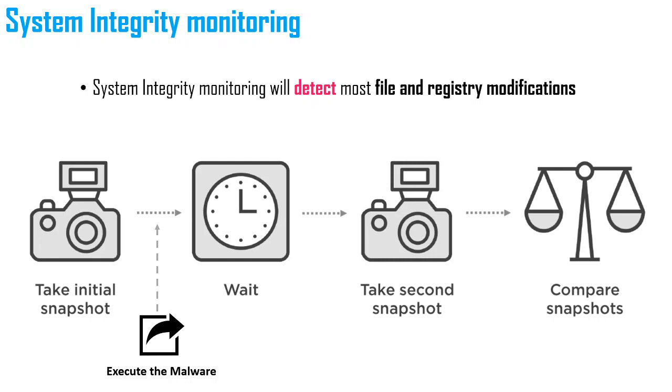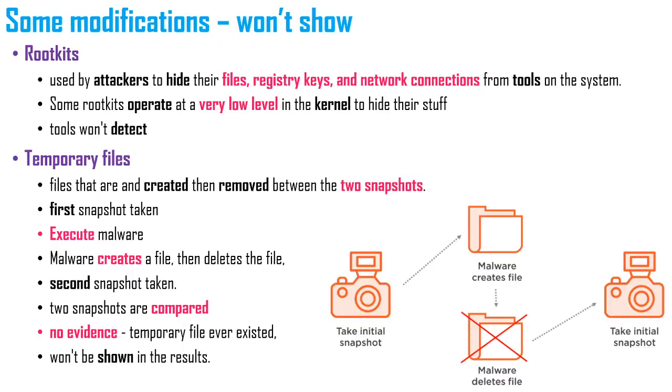The first thing we are going to do is take an initial snapshot of the system, and we are going to execute the malware. We are going to wait for some time for the malicious activities of that particular malware, and we are going to take a second snapshot and compare the snapshots. From the initial snapshot, I am going to compare the second snapshot after execution of the malware. I am going to detect and monitor all the file and registry modifications, and also the network modifications.